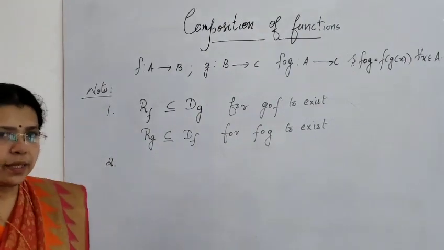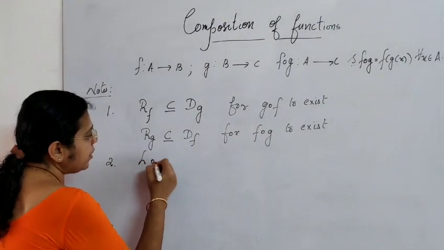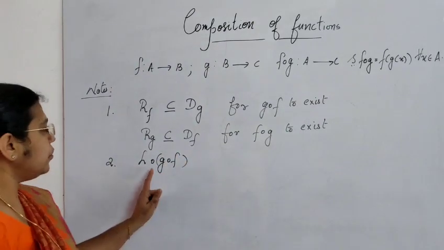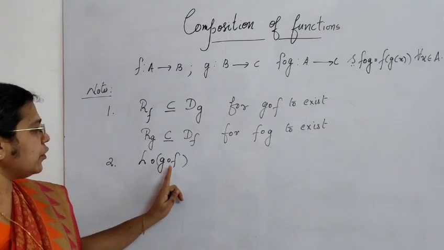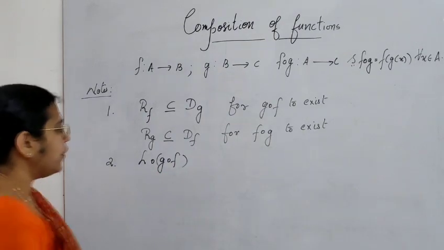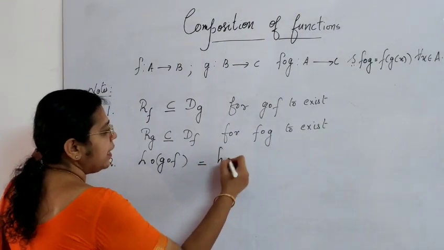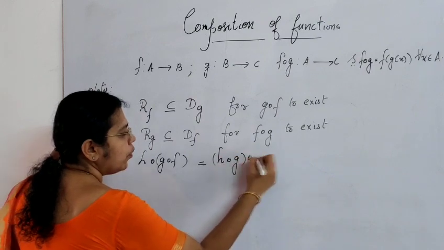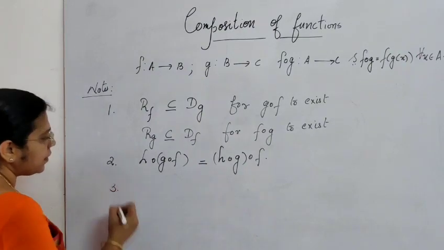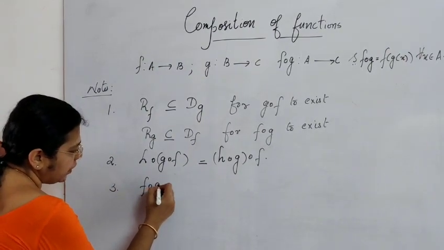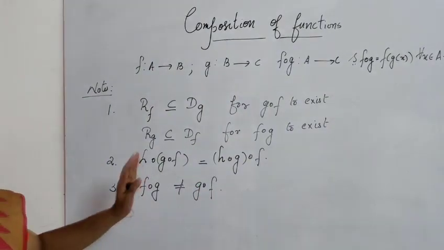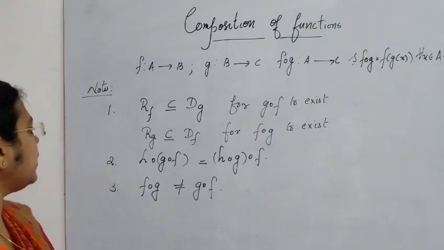Now the second note is, suppose you have three functions, hogof. What does it mean? The first function that acts is gof, and then you find h of gof. Now this can also be written as hogof. And the third one is fog is not equal to gof. This is all about the conclusion of what we had discussed. Okay, so these are certain things that come as a note.